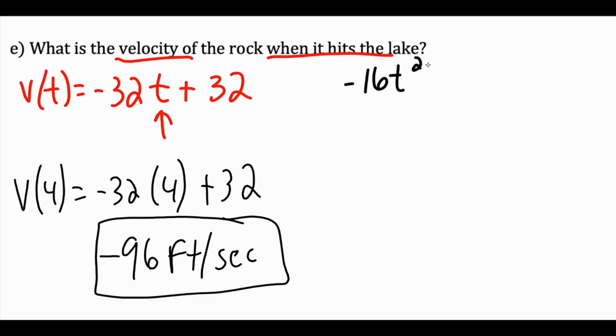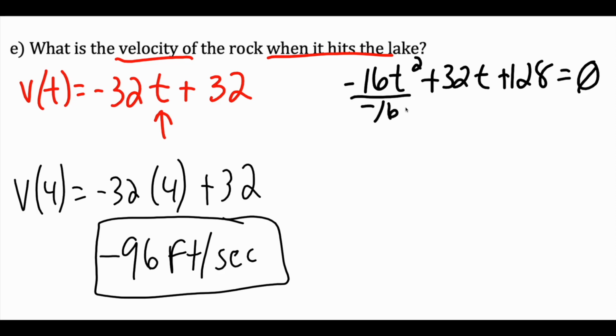But this negative 16t squared plus 32t plus 128 equals 0. We can factor this. This actually does factor very nicely. So let's start off by dividing by negative 16.